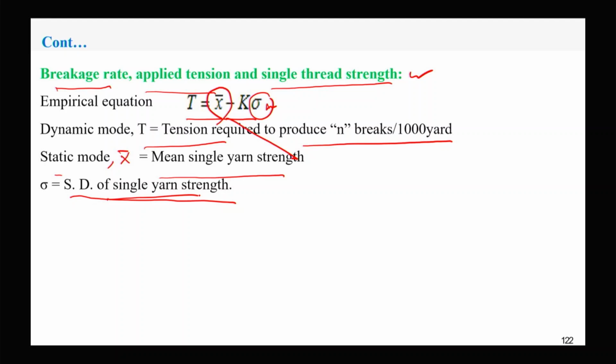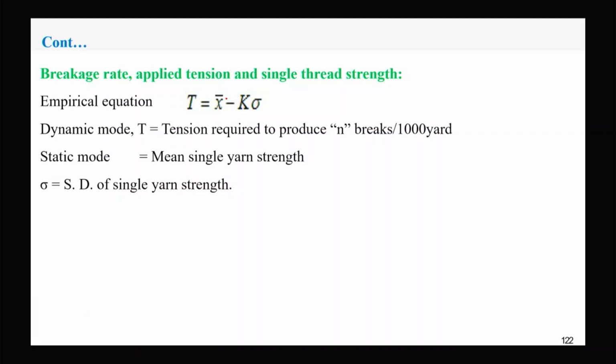single yarn strength. So here from this equation we can simply see, for a certain strong yarn, if the variability is more, so standard deviation is more, that means even if the yarn is strong, the tension required to have certain breaks per unit length will be lower. So variability is also important.